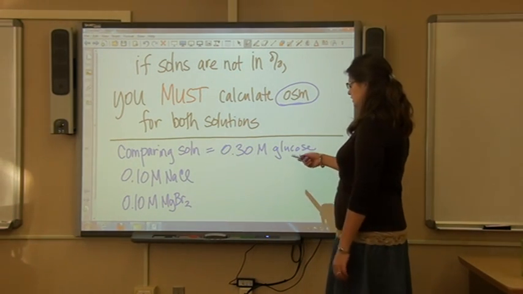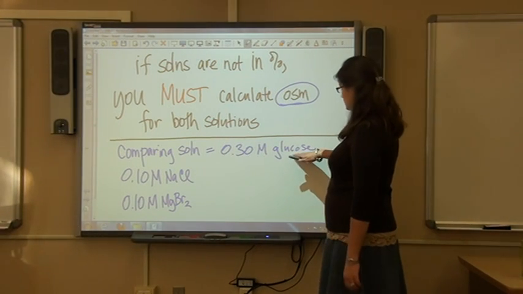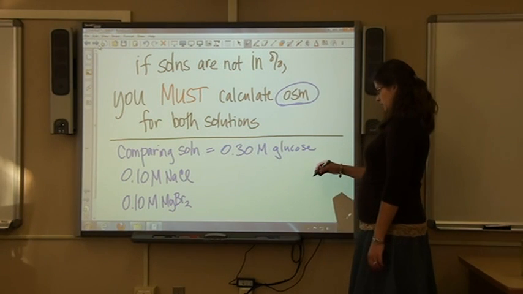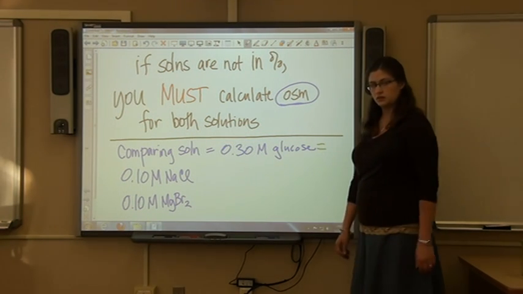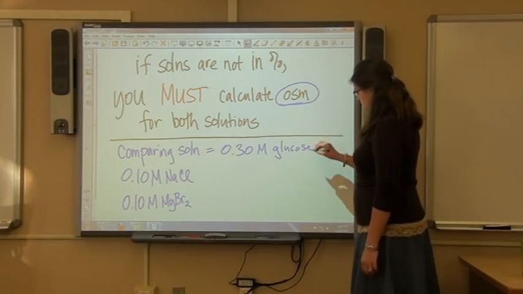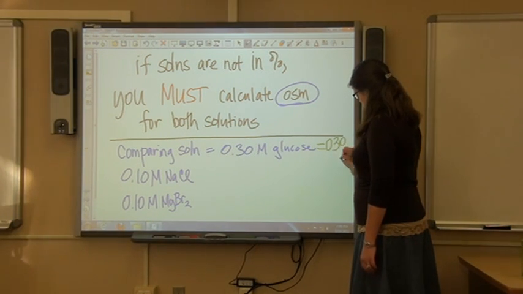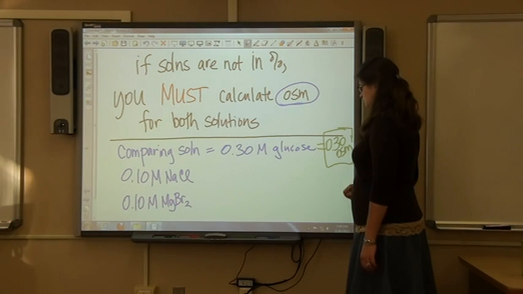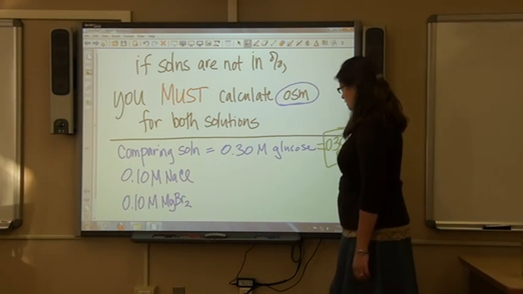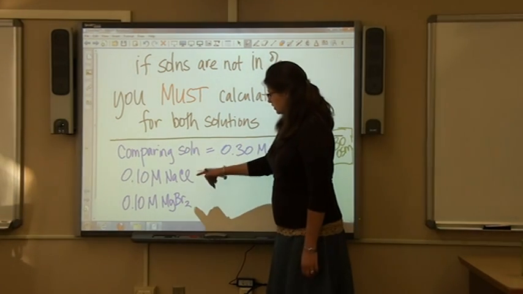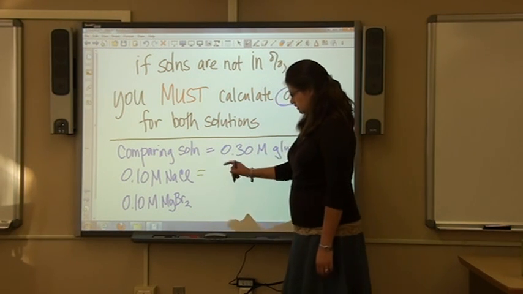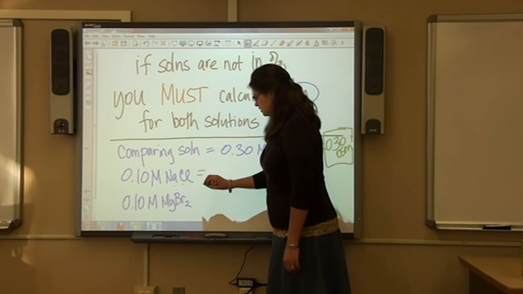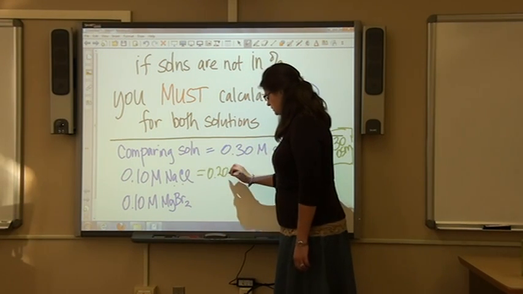Okay, so let's calculate the osmolarity of this, which I'm just calling my comparing solution. How many particles does glucose have? 1. So this has an osmolarity of 0.30. Okay, let's calculate the osmolarity of 0.10 molar NaCl. I have 2 particles here, so my osmolarity will be 0.20.